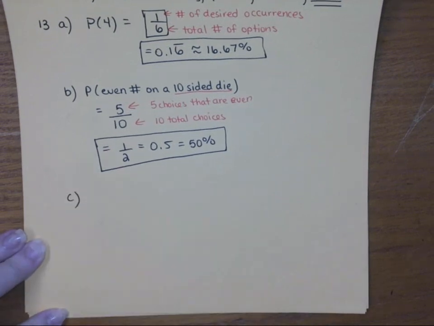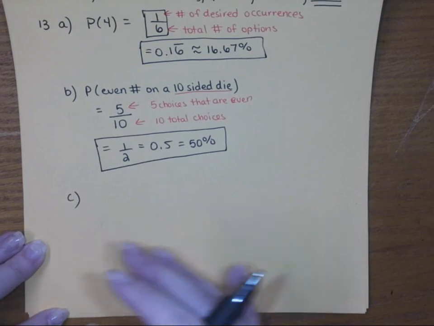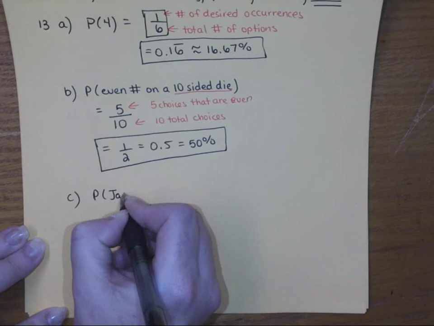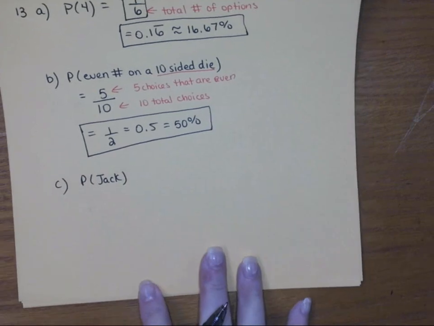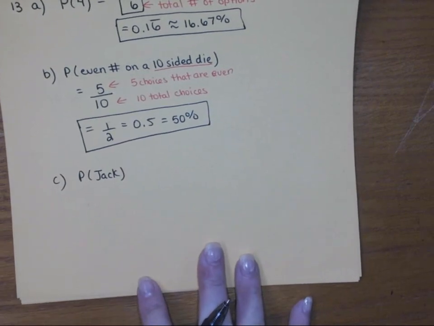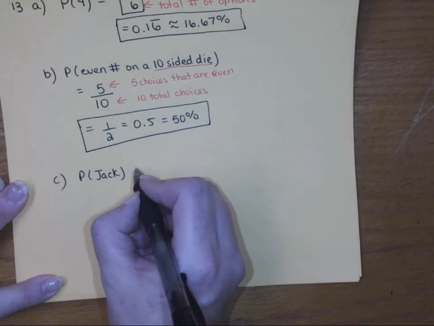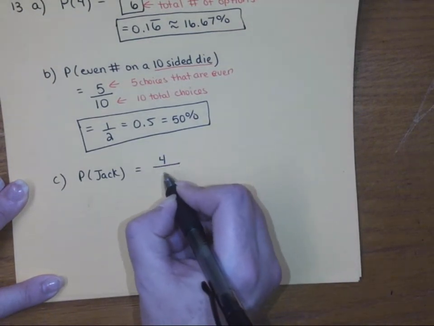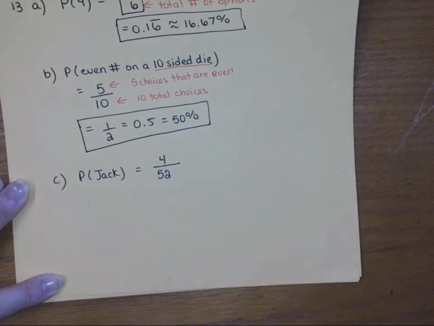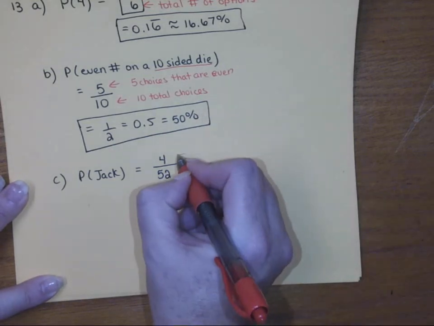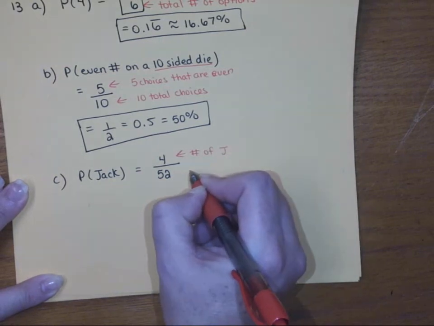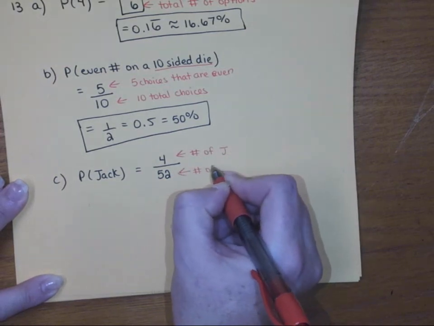The third one, on number 13, sorry, is the probability of getting a jack. So the probability of jack, or you could say J for jack. There are 2 ways to think of this. Remember we talked about this when we looked at it the first time. You can compare how many jacks there are to how many cards in the deck. So this represents the number of jacks, and this represents the number of cards.